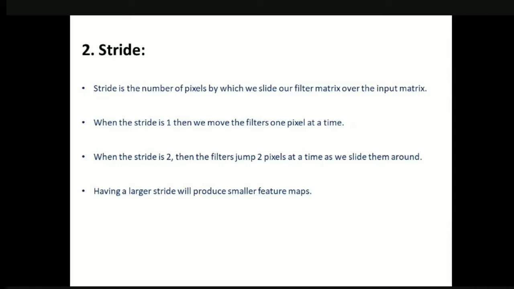Next, stride. The second important factor we have to consider while doing convolution is stride. Stride means the total number of pixels by which we slide our filter matrix over the input matrix. I will show you the animation in just a second, so don't get confused. Striding is nothing but the number of pixels by which we move our filter matrix over the input matrix. On an original image, we apply our filter.